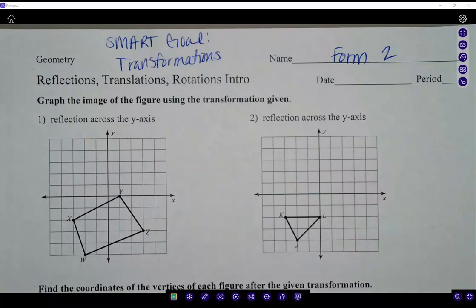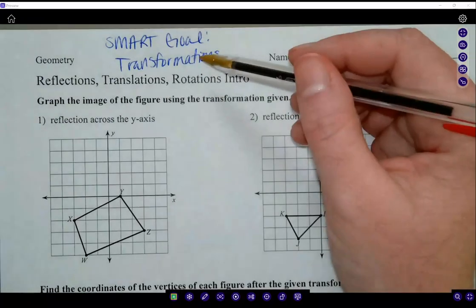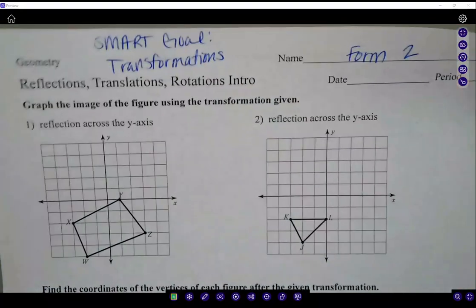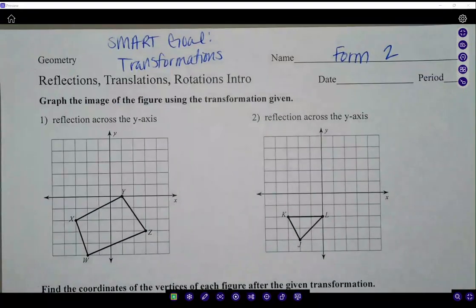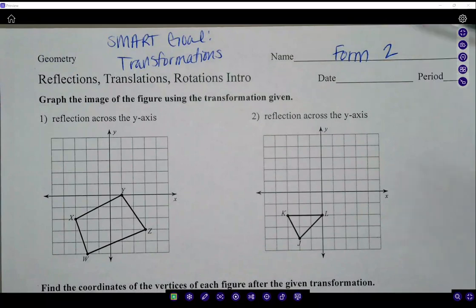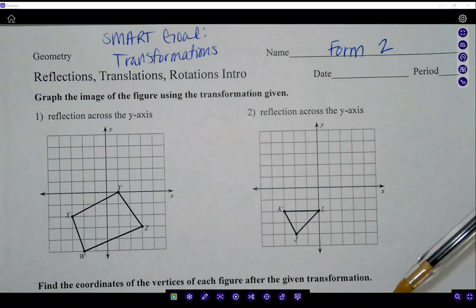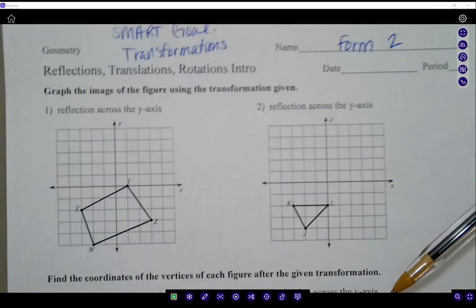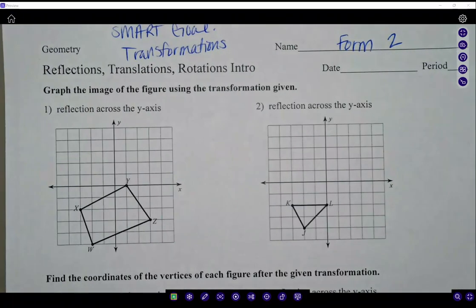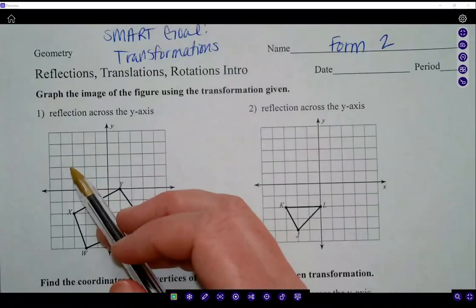Okay, so this is form 2 of our SMART goal from last week. You guys will actually get your grades recorded on this starting tomorrow. You will be tested on reflections, translations, and rotations, for sure a total of 3, maybe 4 times before then I'm going to stop. And if you're not happy with your SMART goal grade, you'll have to pursue me before school, after school, maybe during lunch one day. But anyhow, we're going to perform some reflections across prescribed axes.